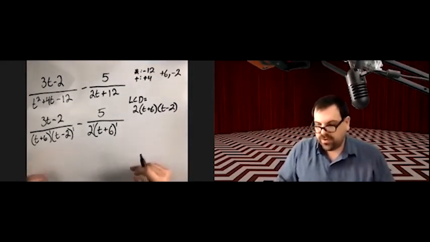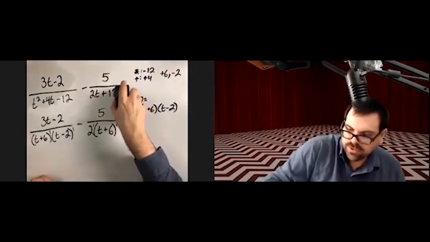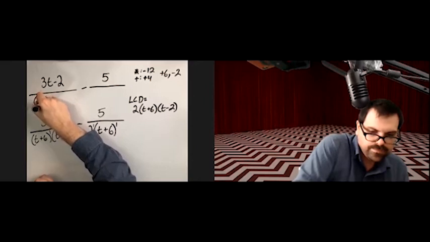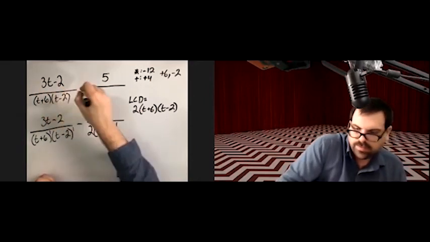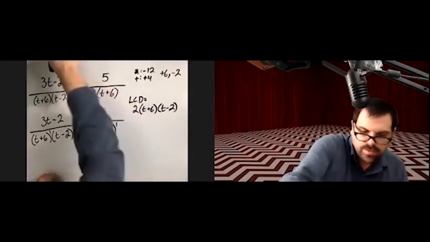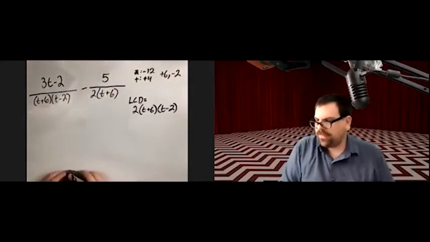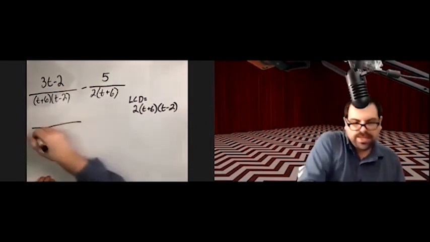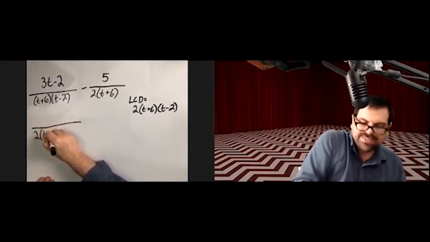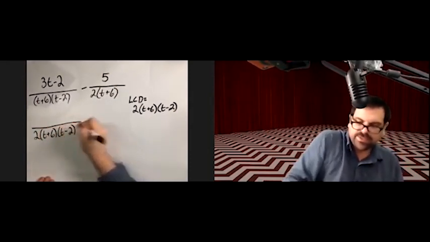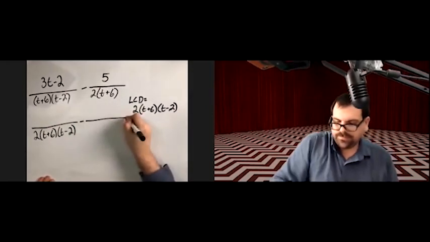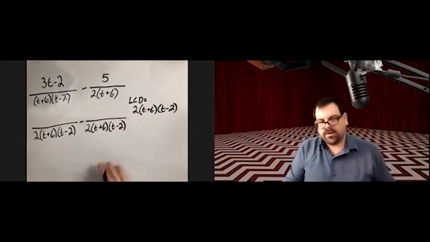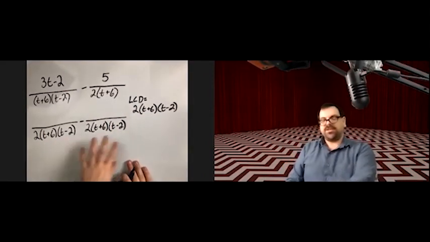I'm going to go ahead and move this up so that I can do the work. Okay, so I've just given myself more room. The LCD has to be 2 times t plus 6 times t minus 2. So both of these fractions need to be rewritten with 2 times t plus 6 times t minus 2 on the bottom.